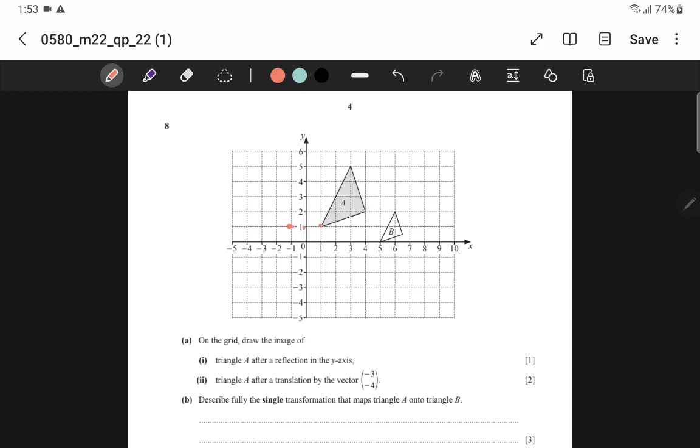And then this one, the distance to the y-axis as a mirror is 4 boxes. So it means the image will be 4 boxes away from the y-axis, so it will be here. And then this one is 3 from the y-axis, so the image will be 3 boxes away, so it will be here. And then we're done, and we connect it.